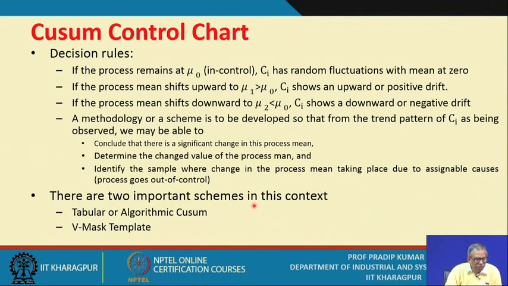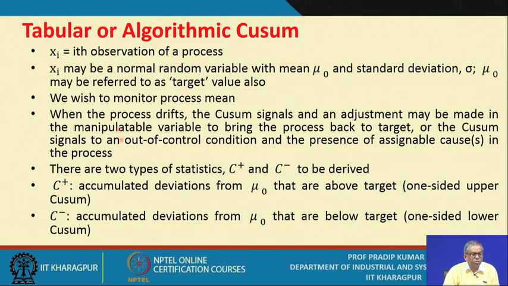Now there are two important schemes we have referred to. What are these two schemes? The first one is referred to as the tabular or algorithmic Cusum, and the second one is the V-mask template. Now let me explain the details of the tabular or algorithmic Cusum. Is it clear? This is widely used. So let me explain it. What are the steps involved? There are certain steps involved in order to use this particular scheme.